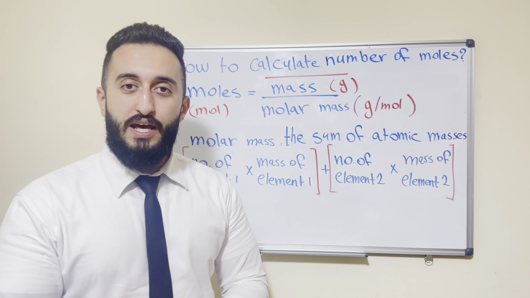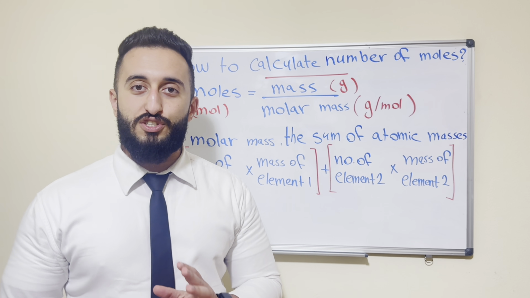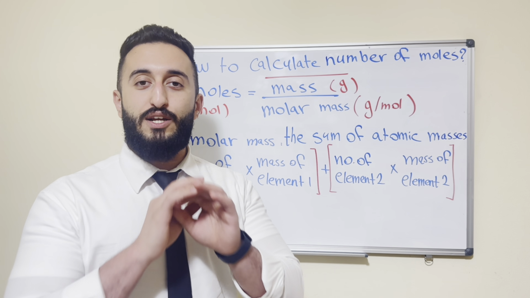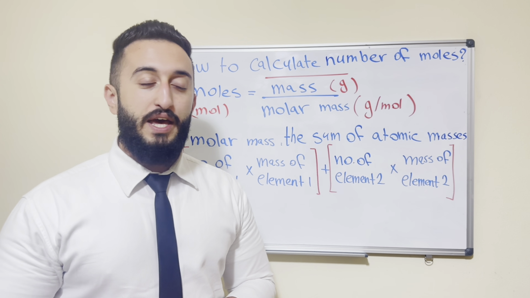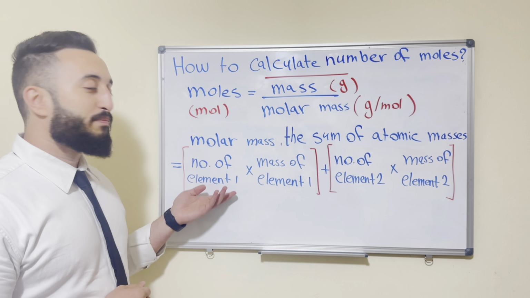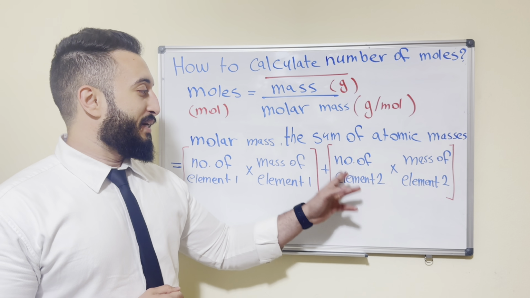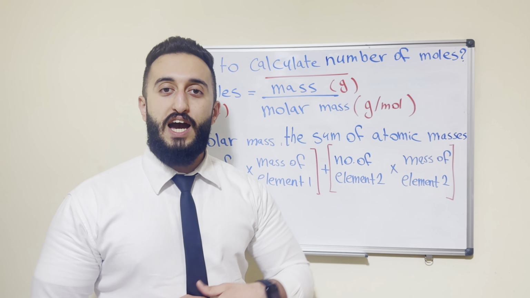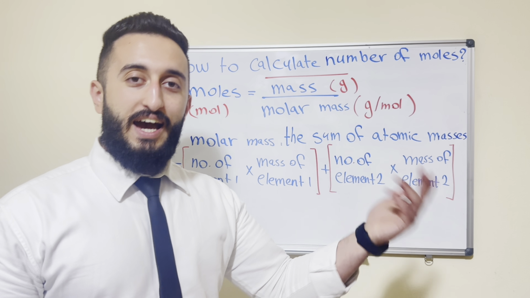Like for example, carbon dioxide. Carbon dioxide is made of what? Carbon and oxygen. So if we want to measure the molar mass of this compound, we need to calculate the atomic masses of these elements, which is carbon and oxygen. So we have a rule to calculate the molar masses. This rule says: number of element 1 times mass of element 1, plus number of element 2 times the mass of element 2, and so on. If we have a third element, number of element 3 times mass of element 3, and so on.